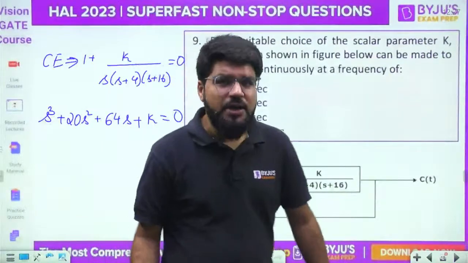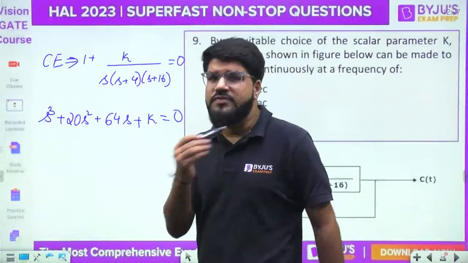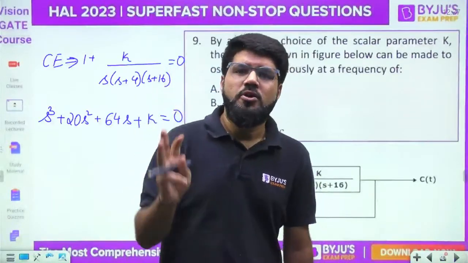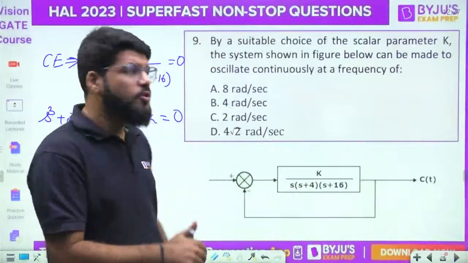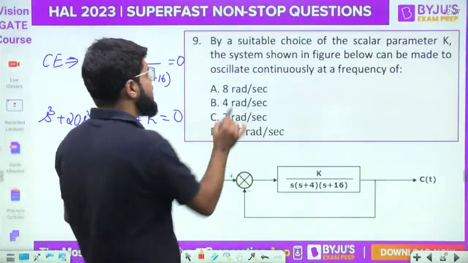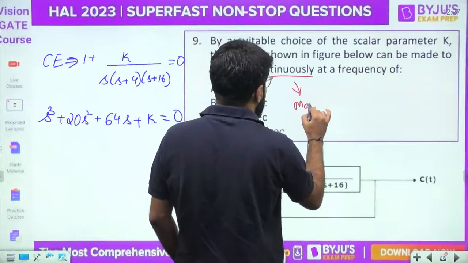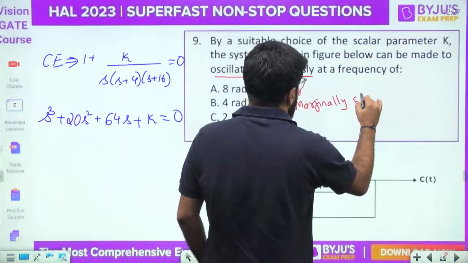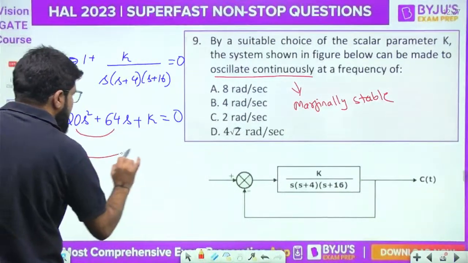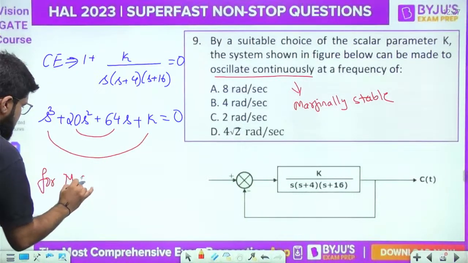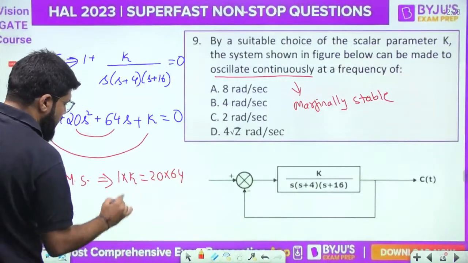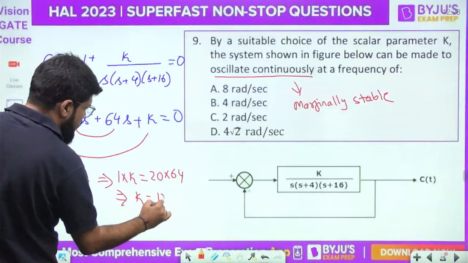Now, the actual method that you require would be the RH criteria, then the row of 0 and the auxiliary equation. But for a cubic equation, which I've taught you earlier in my sessions, there is a shortcut. I want the system to oscillate continuously, which means the system is marginally stable. For that, the product of extremes should be equal to the product of means. So I get the value of K as 64 times 20, which is 1280.